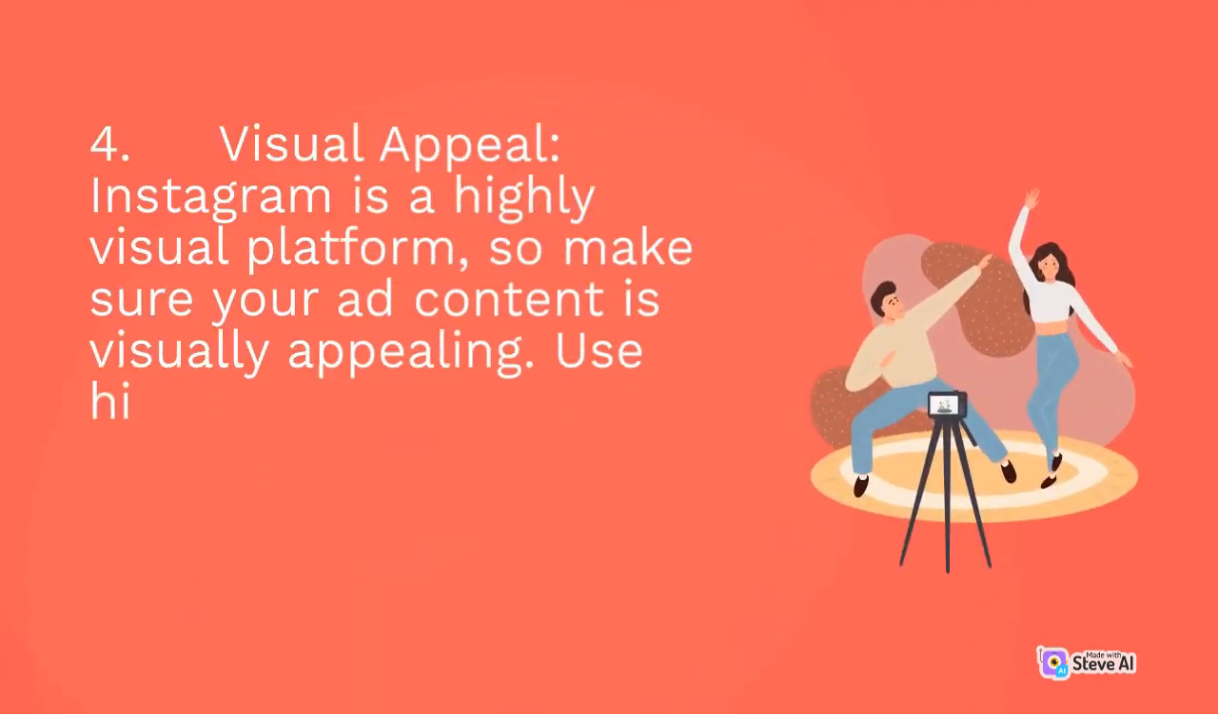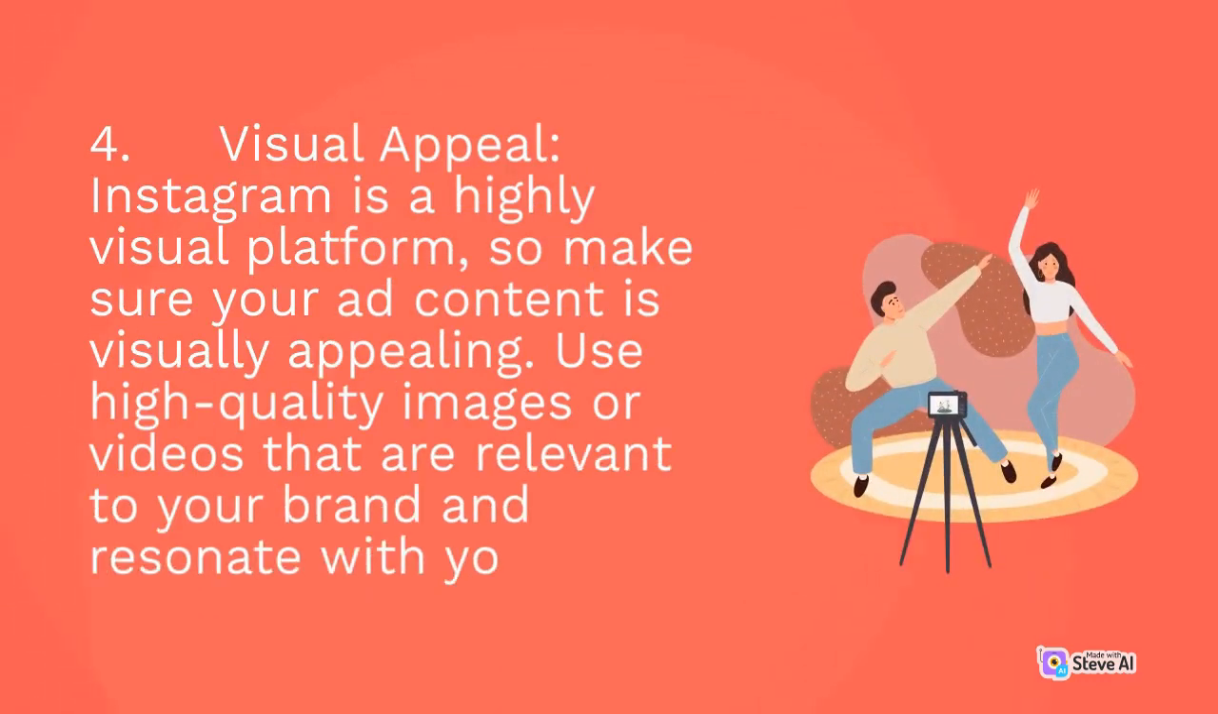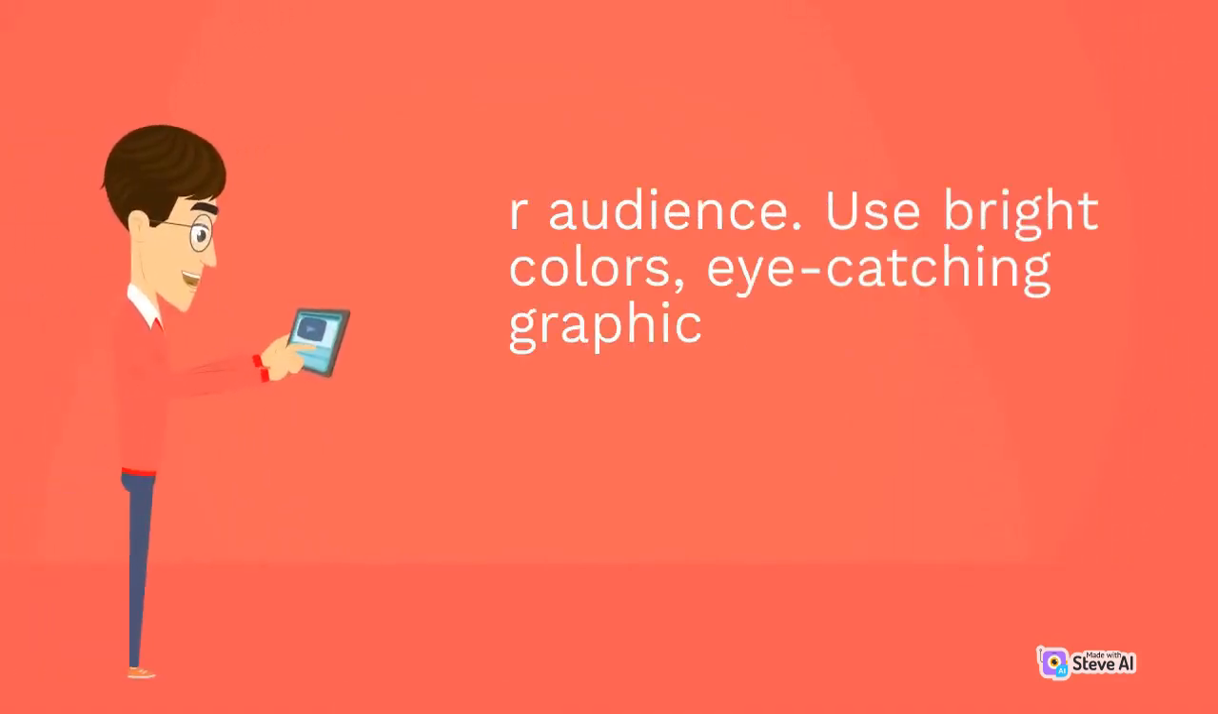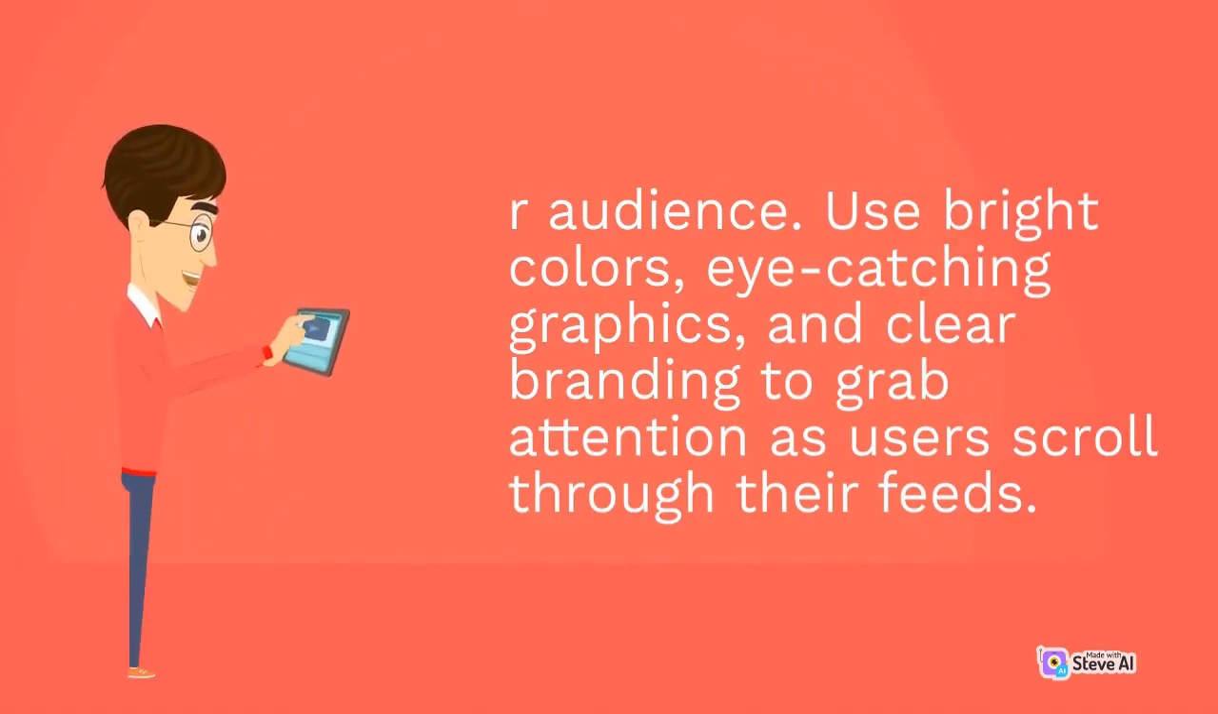4. Visual appeal. Instagram is a highly visual platform, so make sure your ad content is visually appealing. Use high-quality images or videos that are relevant to your brand and resonate with your audience. Use bright colors, eye-catching graphics, and clear branding to grab attention as users scroll through their feeds.